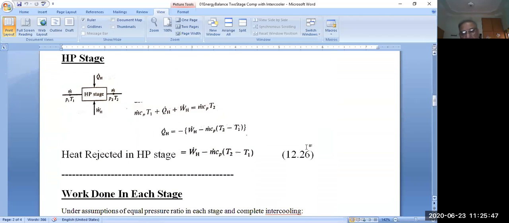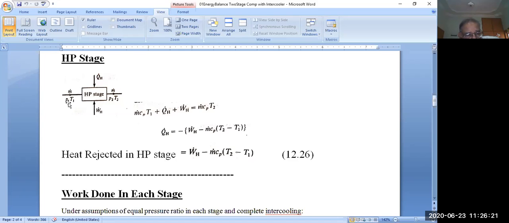After the intercooler, air enters the high pressure stage. The inlet condition to the high pressure stage is Pi and T1, as we have just seen, and the outlet condition is P2, T2. WH is the work input and QH is the heat input. We are showing heat input, but actually it is heat rejected. This will be shown by the sign. If the result is minus, as you will see, that means heat is rejected and this arrow should be outward. But initially, we show it inward.